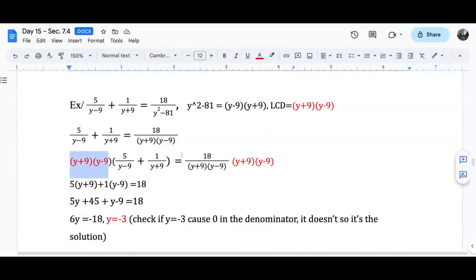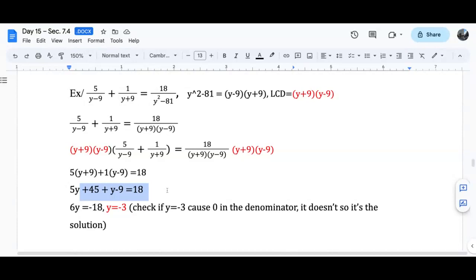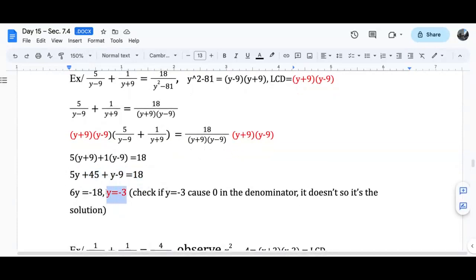Now we multiply the LCD on both sides for every term. The first one becomes 5 times y plus 9, because y minus 9 cancels its y minus 9. Then the second term will have 1 times y minus 9, because y plus 9 over y plus 9 becomes 1. And on the other side, this cancels the denominator, so it just becomes 18 times 1. Again, linear expression, so y equals negative 3.